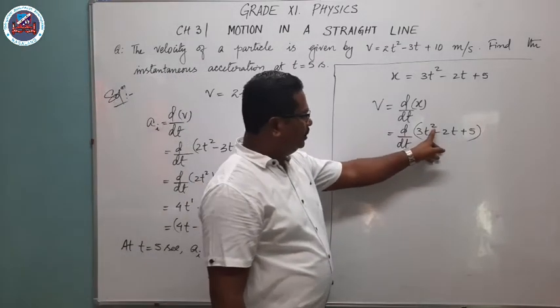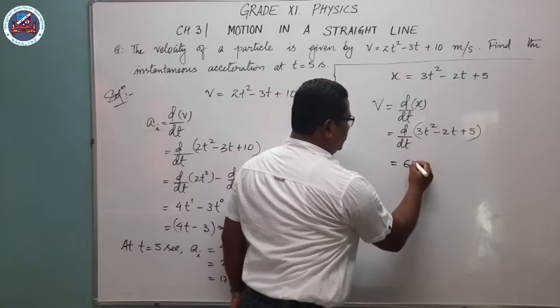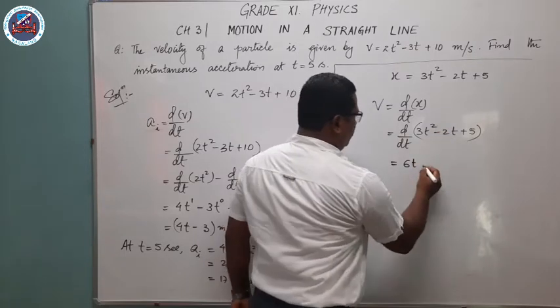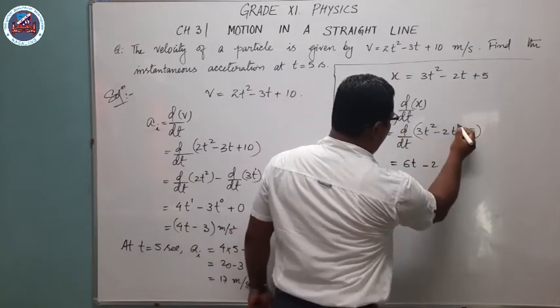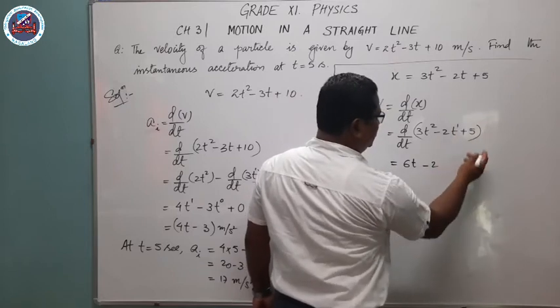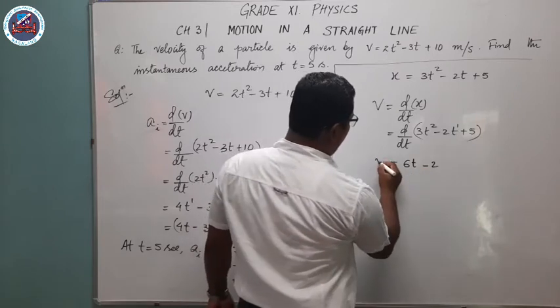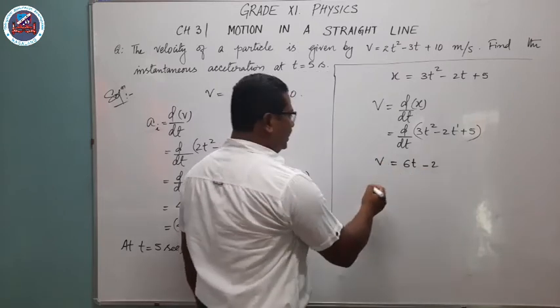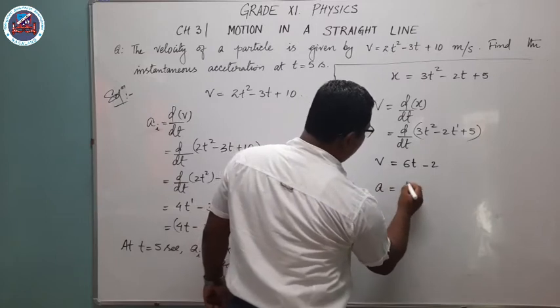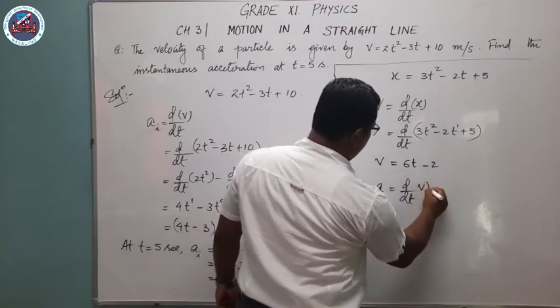Look here, 2 3s are 6. t to the power 2 minus 1 is 1, so 6t minus 2. Here the power is 1, 1 into 2 is 2. t to the power 1 minus 1 is 0, so 1 exists. Then the constant term is 0. So you get the velocity. This is your velocity. Now if you want to get acceleration, then you do d/dt of v.